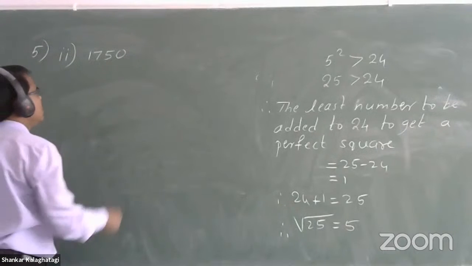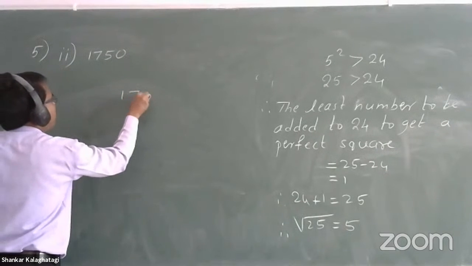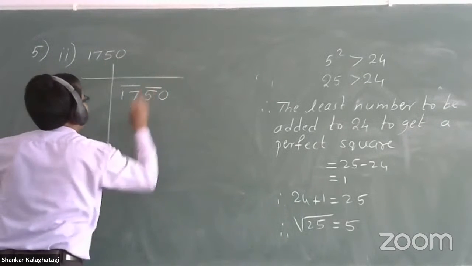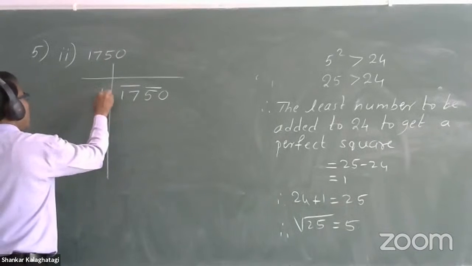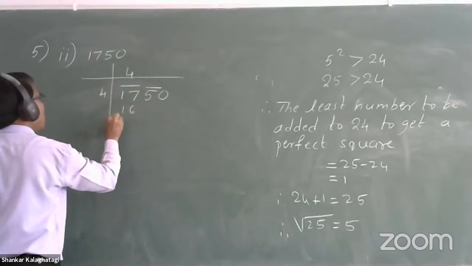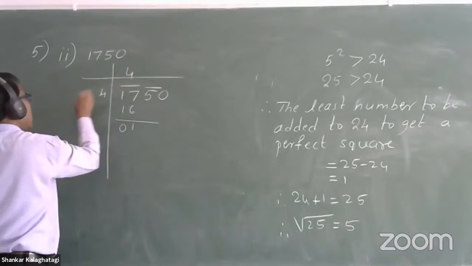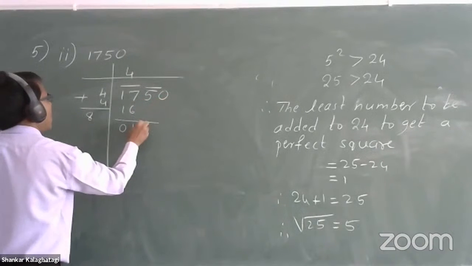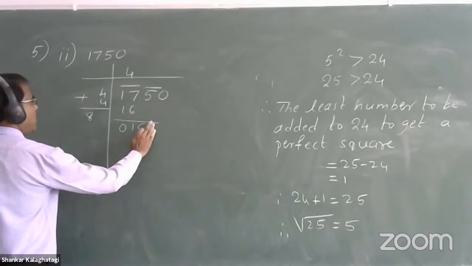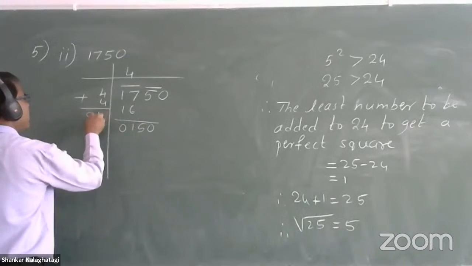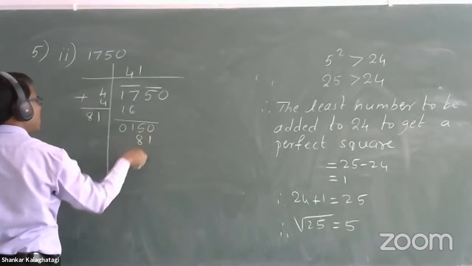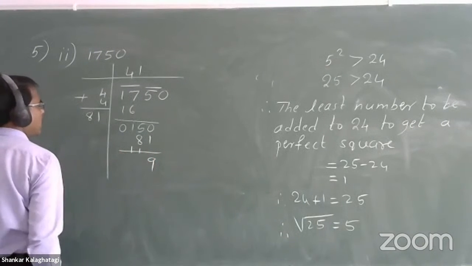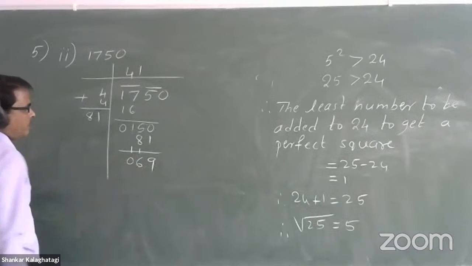1750. Make 2 groups. Now go on dividing. 4 4s are 16, 1 is remaining, 0. Add these two, 4 plus 4, 8. Take this group down, 150. 8 2s are 16 is more. 81 1s are 81. 150 minus 81 is 69.